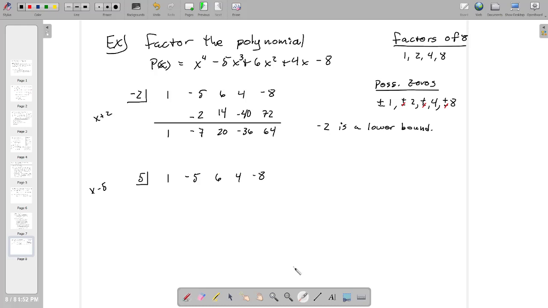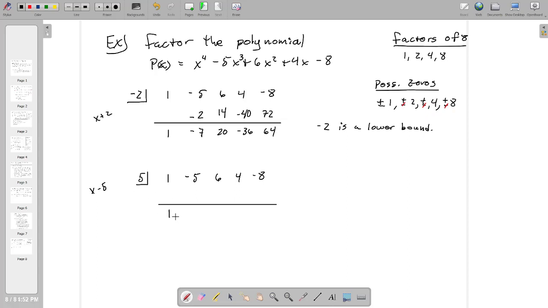How do I know that this will not be a factor? You should ask yourself that and try to think about it for a few minutes. Pause the video if you need to, but the answer is that 5 is not listed in the possible rational zeros, and since 5 is rational and it's not listed here, it's not a possibility, because it's not a factor of 8.